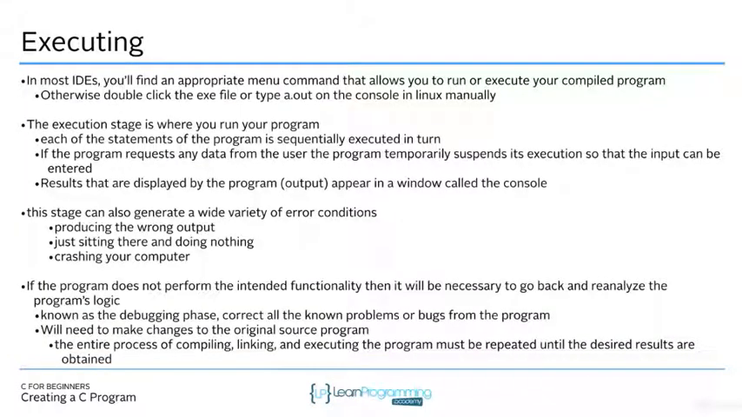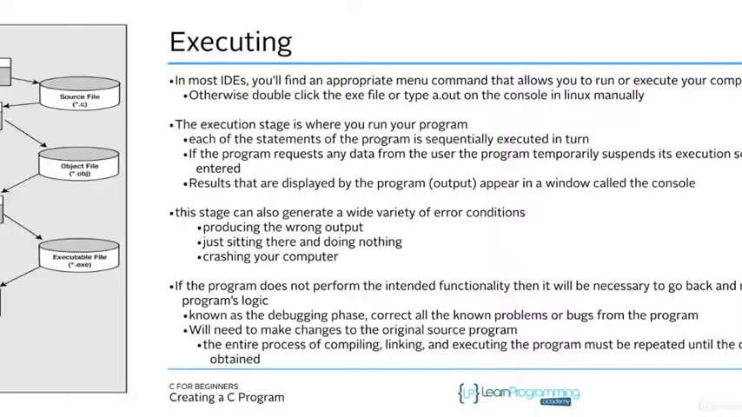If the program does not perform the intended functionality, then you have to go back and edit the source code. You may have to reorganize or redesign. And this is where we talked about the different steps. This is known as the debugging phase. To find and fix your errors, we're going to have a whole section on debugging because it is that important. I mentioned earlier that one of the best ways to learn is to learn through your errors. You're going to constantly go back and edit source code and debug. The entire process of compiling, linking, and executing the program is repeated until you're done, until you have all the results that you need for the functionality of that code.